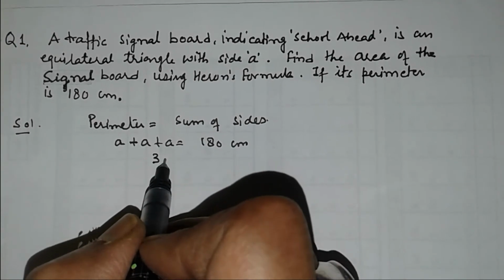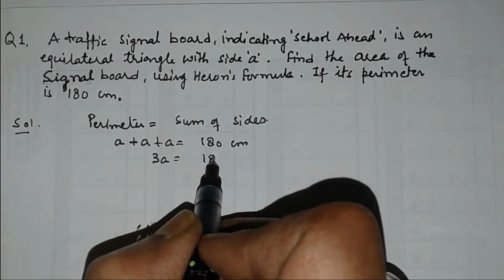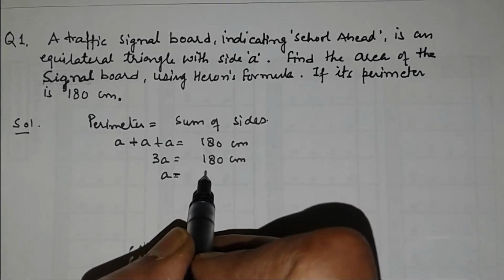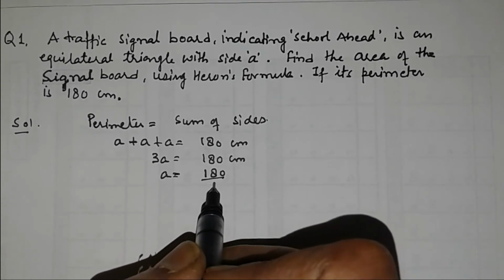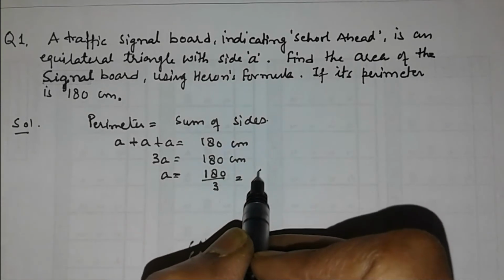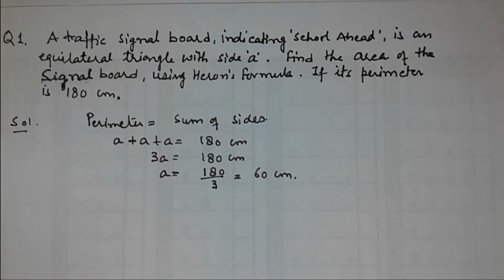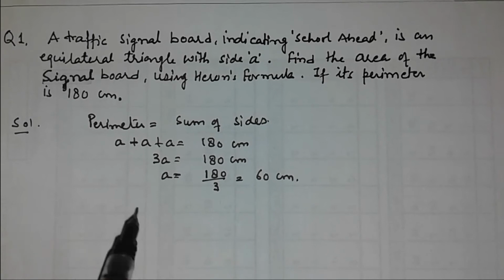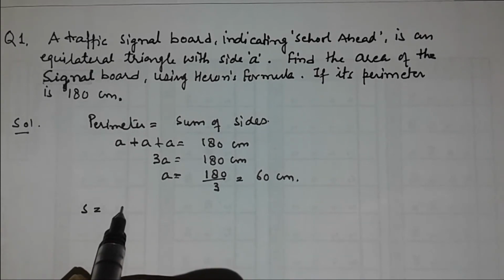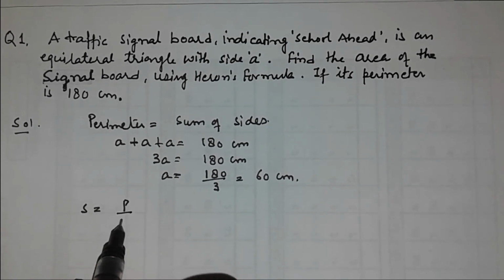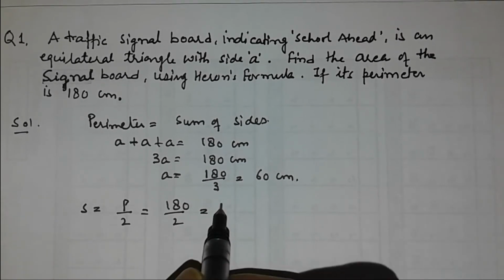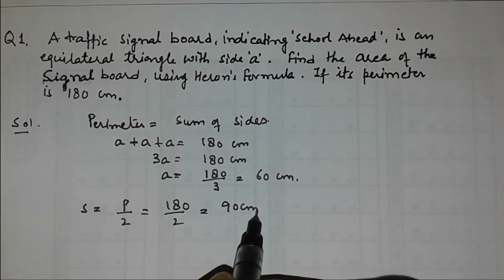So 3a is equal to 180 centimeters. So a is equal to 180 divided by 3, which is 60 centimeters. So each side is 60 centimeters. Now find s. s is equal to perimeter divided by 2, and the perimeter given here is 180. So it is 90 centimeters.